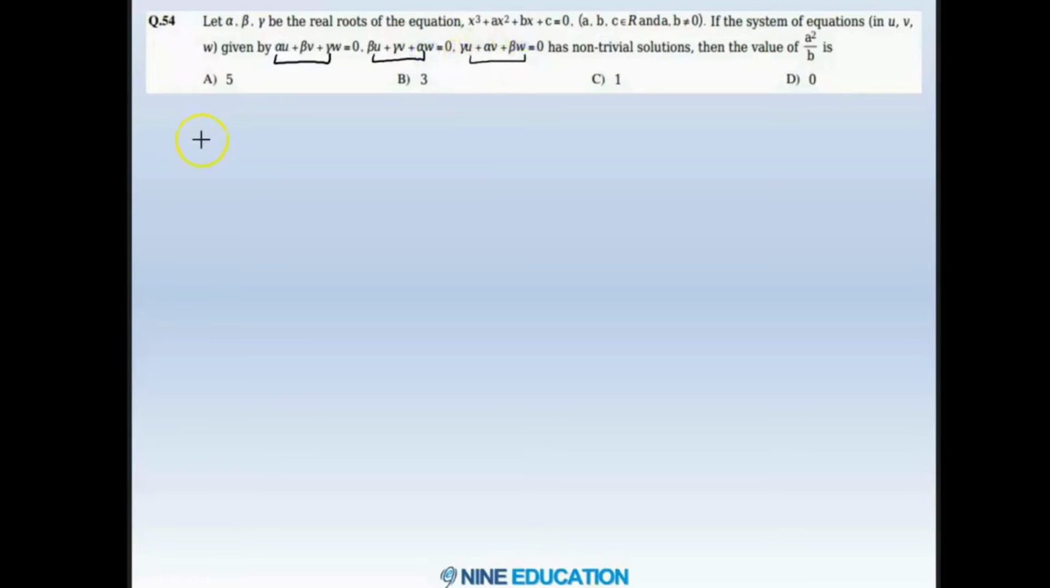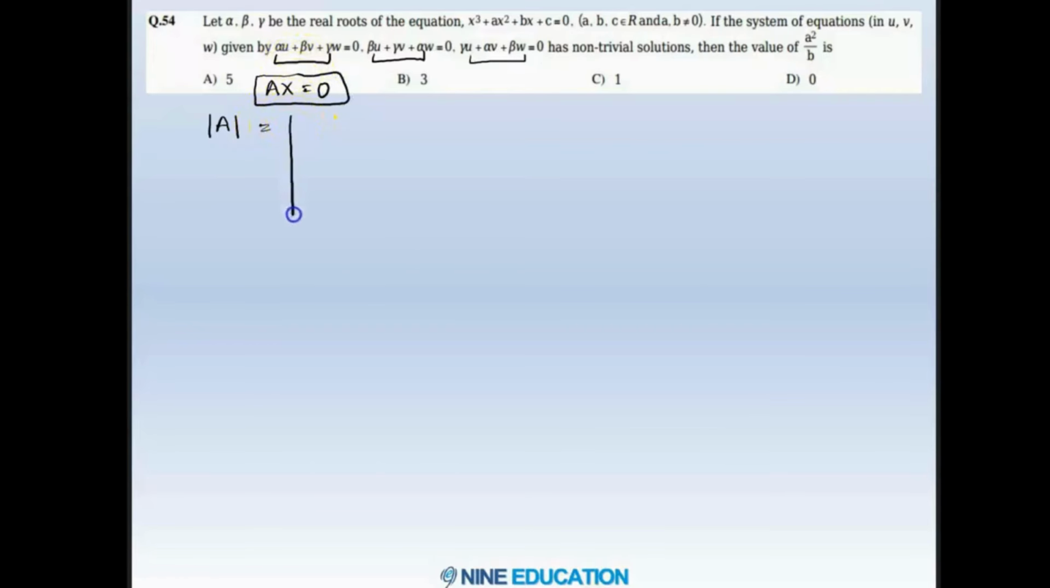So the coefficients of u, v, w basically form the coefficient matrix, which is usually represented by A. And for non-trivial solutions, we know that this is a homogeneous system of equations because we have 0 0 0 on the right hand side. So definitely it is AX equal to 0 in matrix format, where A is the coefficient matrix formed by the coefficients of u, v, w. So the determinant of that has to be 0 for a non-trivial solution.